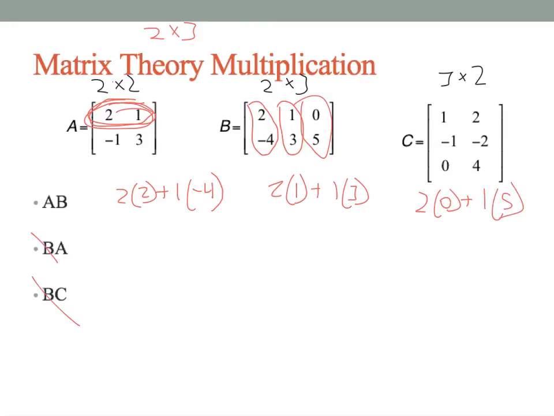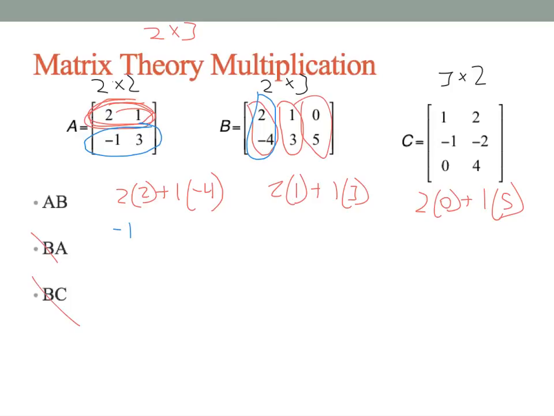Okay, and that's going to give us the top row of our product matrix, the answer in the end. Let's go now and work with the bottom row of A and multiply that times the columns of B. So now it's going to be -1 and 3 times everything we just did. So let's try -1 and 3 against 2 and -4.